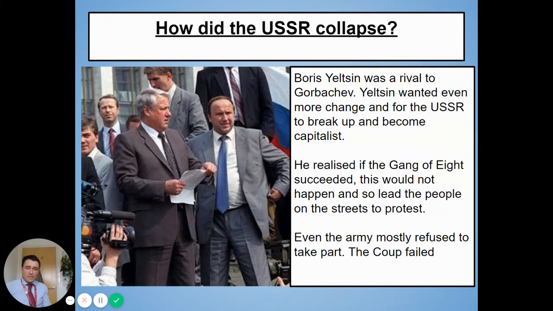Now, Yeltsin realised that if the Gang of Eight succeeded, and they undid all of Gorbachev's work, that what Yeltsin wanted would never happen. And so Yeltsin led the people on the streets to protest against the Gang of Eight, and even the army really started to refuse to take part. They refused to shoot fellow Russians. And so the Gang of Eight had no real power. The coup failed, and most of the Gang of Eight either killed themselves or were arrested.